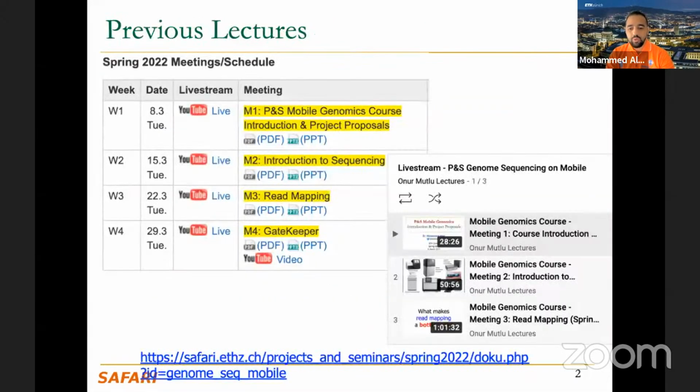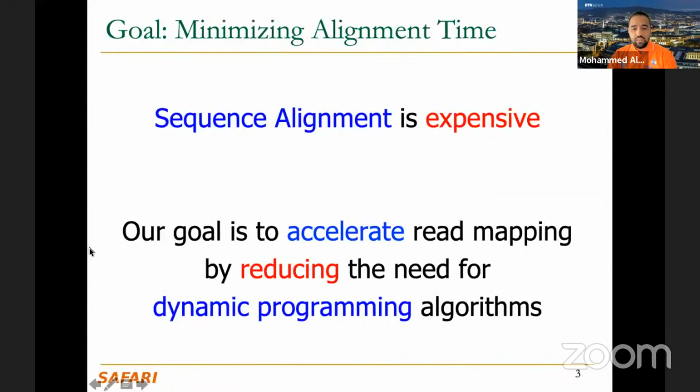And we will continue now with pre-alignment filters, of which we already explained 3: GateKeeper, MAGNET, and Shouji. So remember this from the previous 3 lectures, that sequence alignment is still expensive, even until today. So our goal is to accelerate read mapping by reducing the need for dynamic programming algorithms.